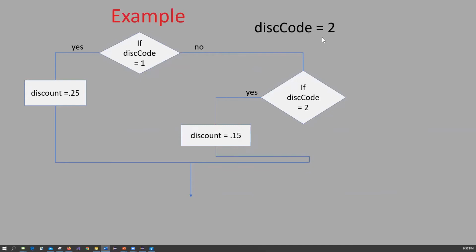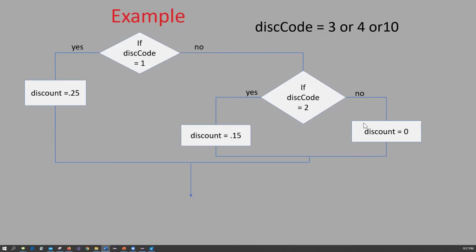But what if the discount code is not equal to 2? It's a 3 or a 4 or a 10 or anything else. Okay. Well, we're going to say, is discount code equal to 1? No, it's not. So we take the no branch. Is the discount code equal to 2? No, it's not. So we take the no branch. And discount is equal to 0. We then exit the if structure, and we resume processing.